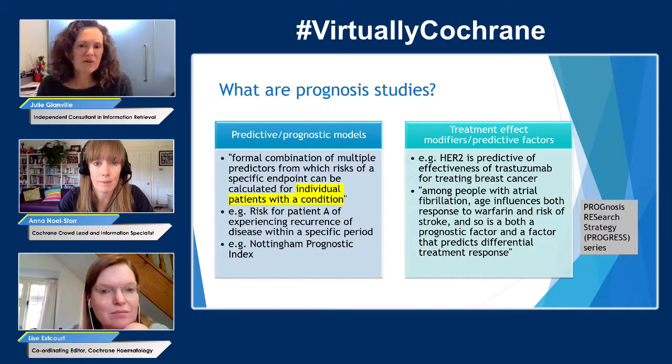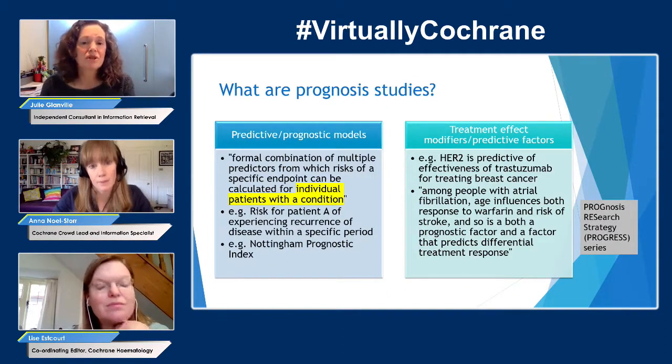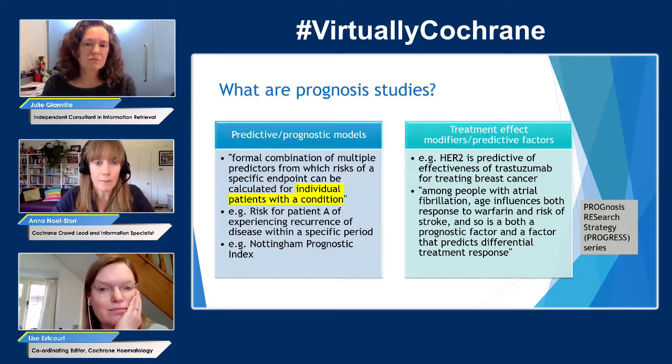We then have predictive and prognostic models, which are formal tools where multiple predictors have been combined to try and get an overall assessment of the risk of what will happen to a particular person with a particular condition. So the risk of patient A experiencing recurrence of disease within a specific period. And these models may be presented in the form of named tools or measures.